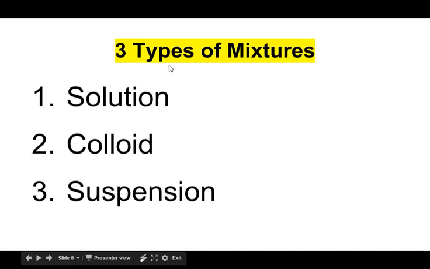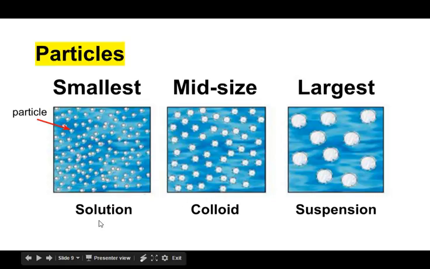There are three types of mixtures: solutions, colloid, and suspension. Solution has the smallest particles. You can see these particles are very, very small. Colloid has mid-size or medium-sized particles. And suspension has the largest or biggest particles.